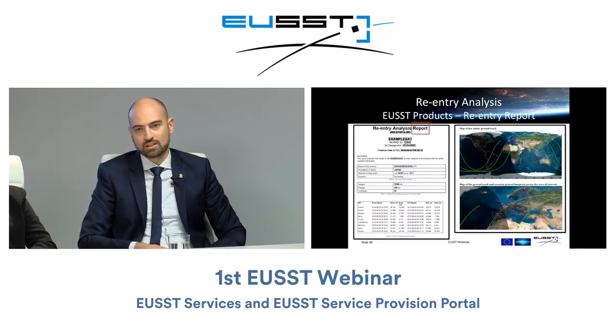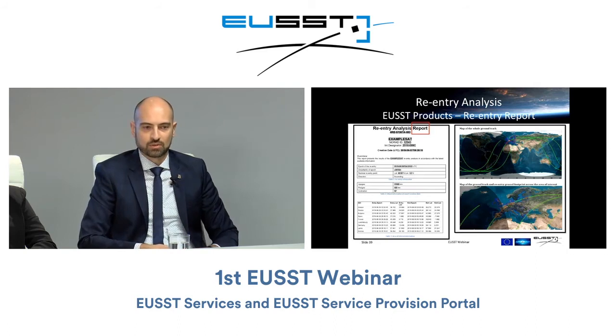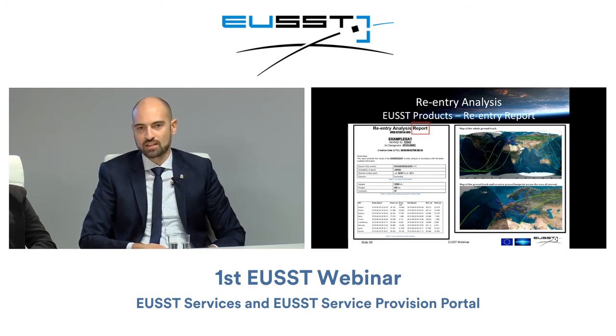The next product is the re-entry report. A few days before the predicted re-entry epoch, we are going to deliver some reports about the event itself, and you will find in the report more information like the current re-entry epoch, the current state of the object, and the orbital information of the object, like the apogee and the perigee. So over time you can assess the decaying of the apogee and the perigee.